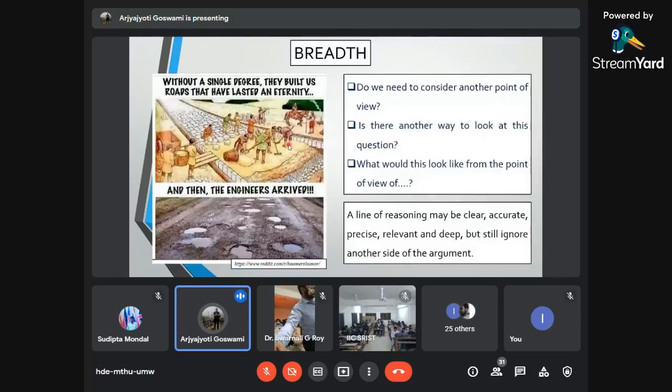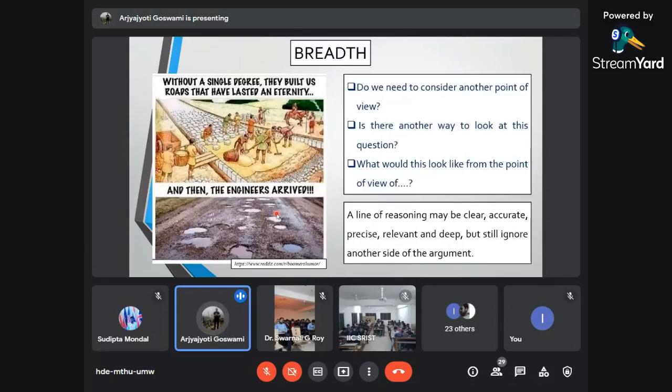Okay. Next is breadth. Breadth means whenever we are considering information, do we need to consider another point of view? For example, this is a very common meme which people share on WhatsApp, that in the Mughal period they made such stairs and roads that used to last for an eternity, and now engineers are arriving, doing online classes, and making roads which have holes, right? So when you curse today's engineers, I feel very bad because I am also an engineer and many of you are training to be engineers. So that is not fair.